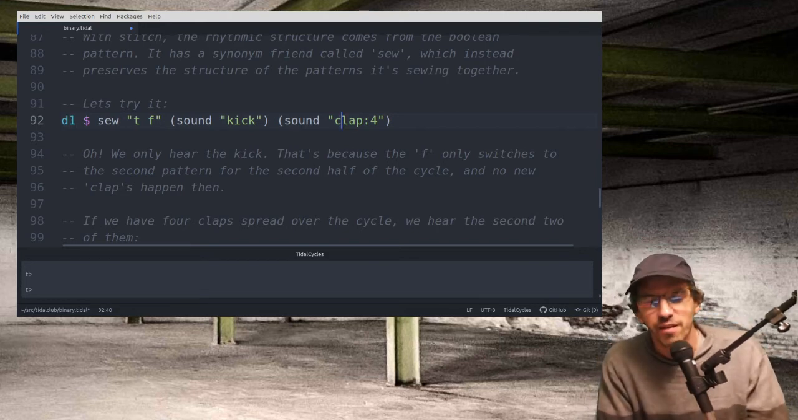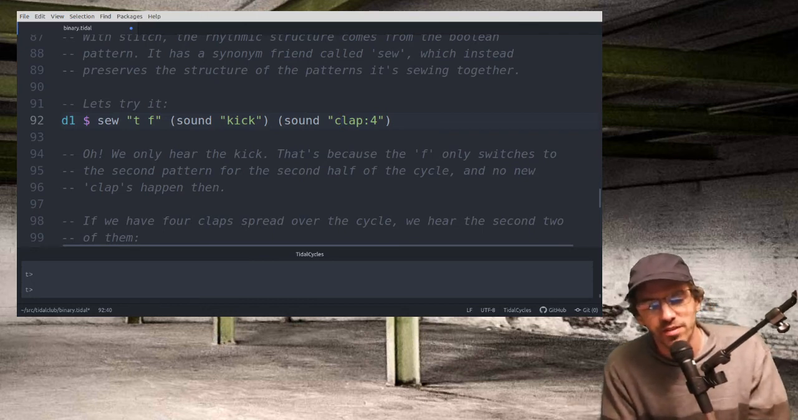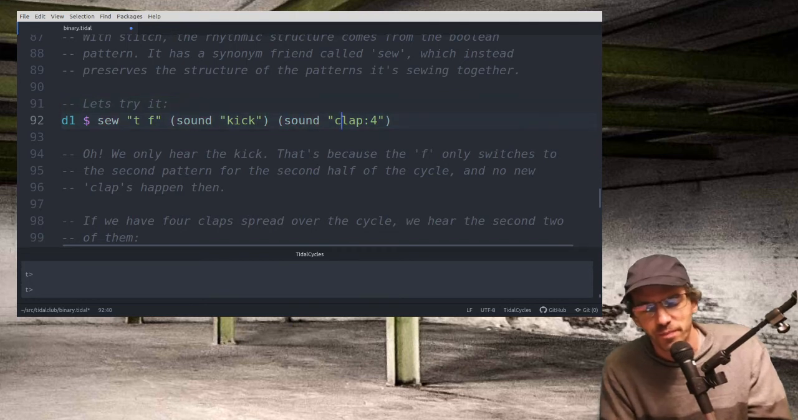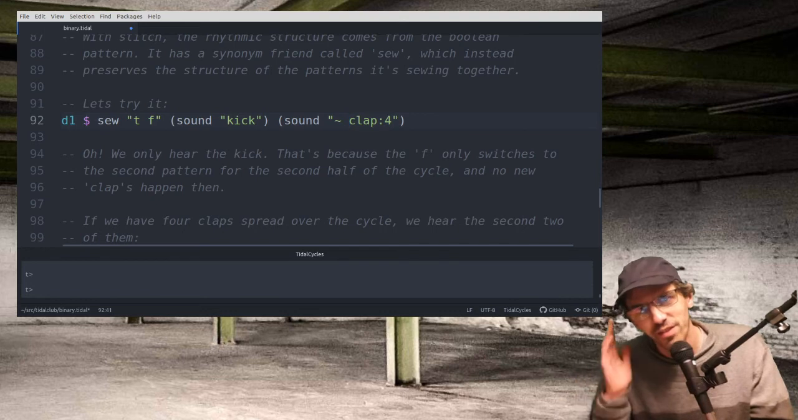Because in the second half of this pattern, there are no new events. The clap has already happened at the start when we were listening to the kick. And when you get to the second half, there's nothing there. Just empty space, so nothing sounds. To be able to hear that clap, I'd have to shift the start of it to the second half.